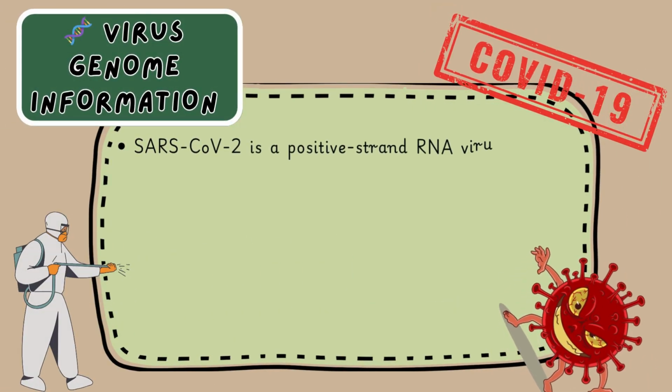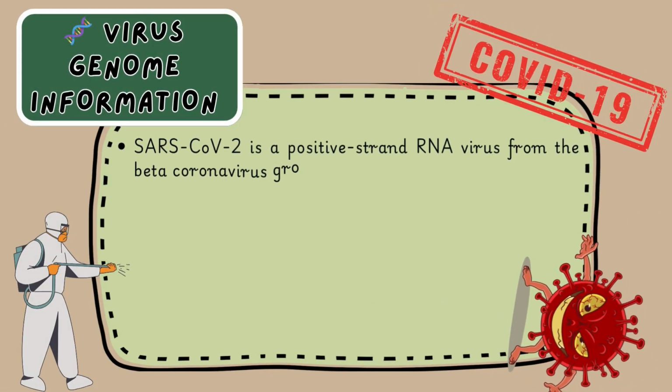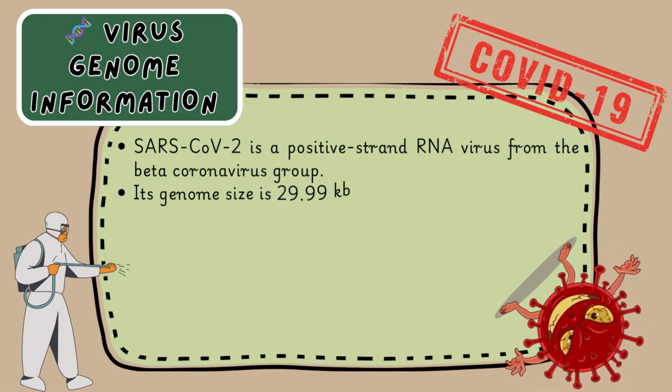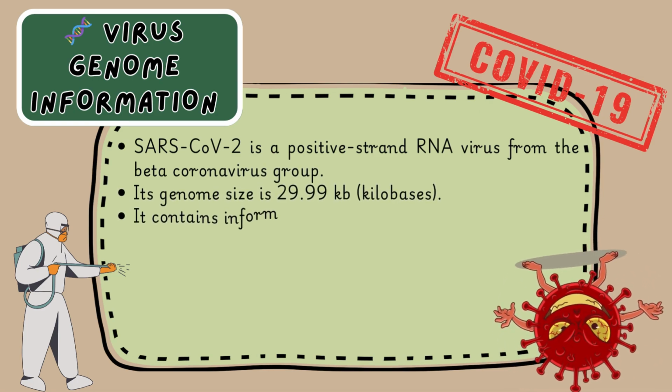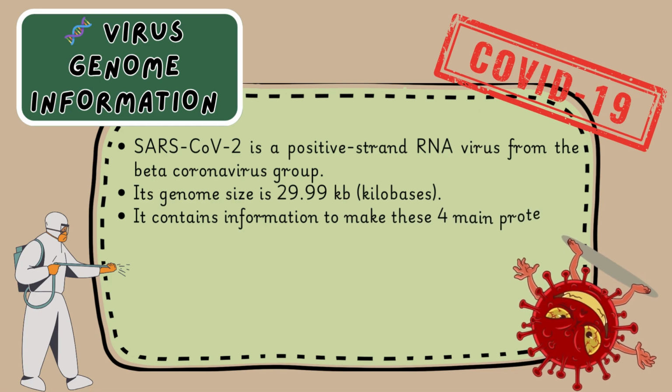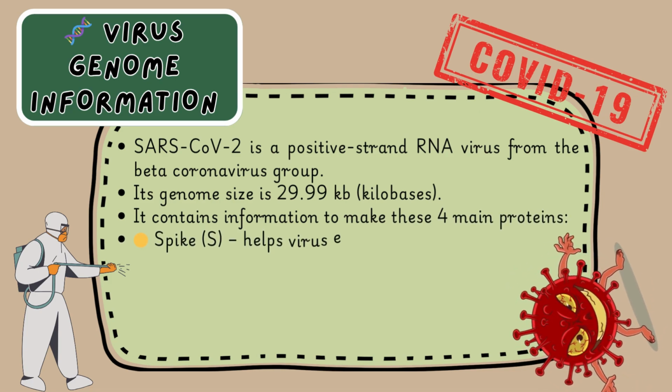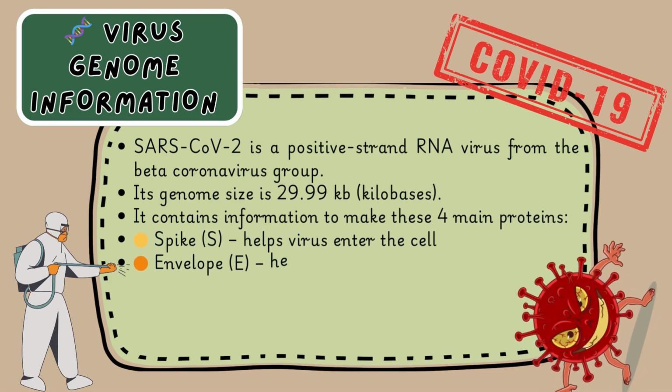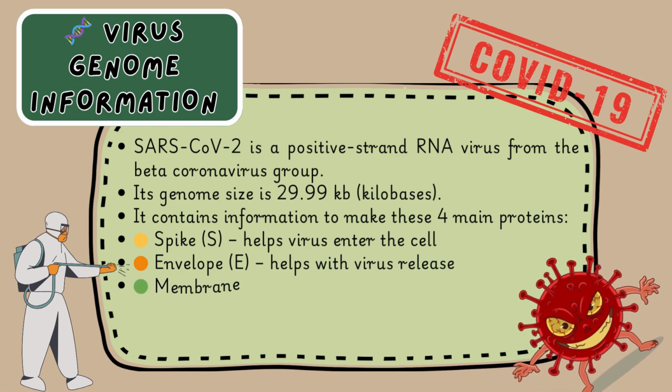SARS-CoV-2 is an RNA virus. It is part of a group called beta coronavirus. The virus has a genome size of about 29.99 kilobases. This genome is like a set of instructions that tell the virus how to work. It makes 4 important proteins.